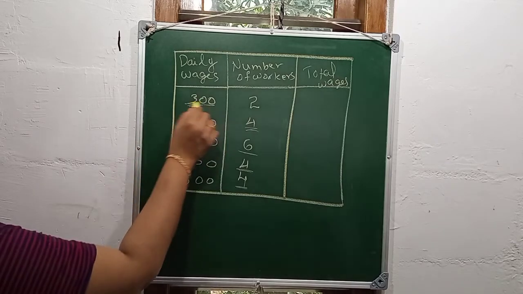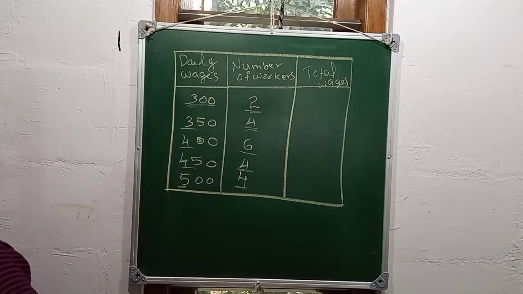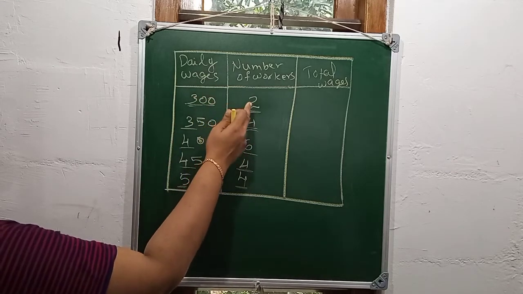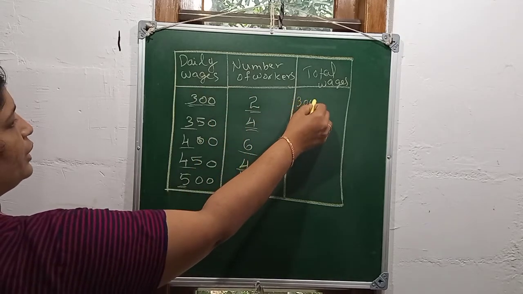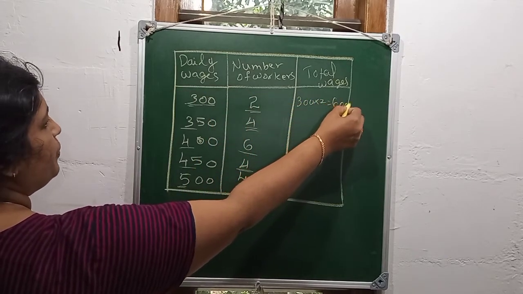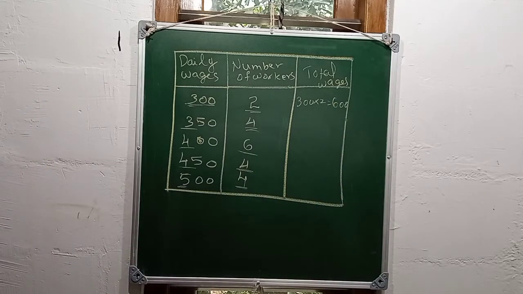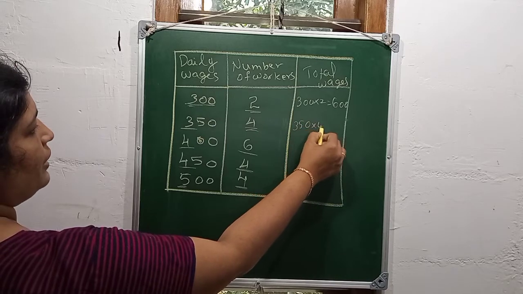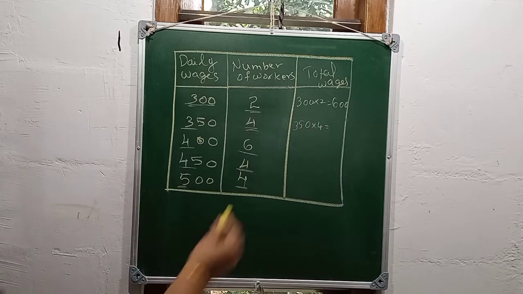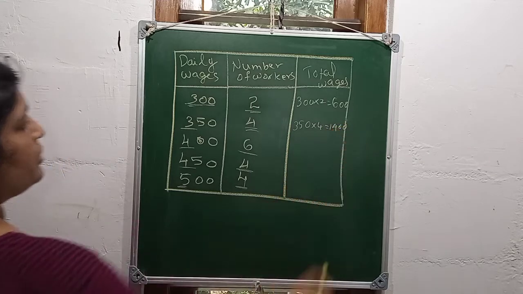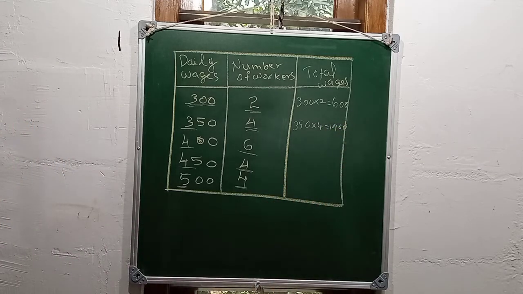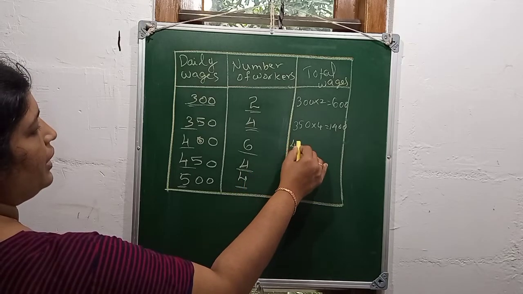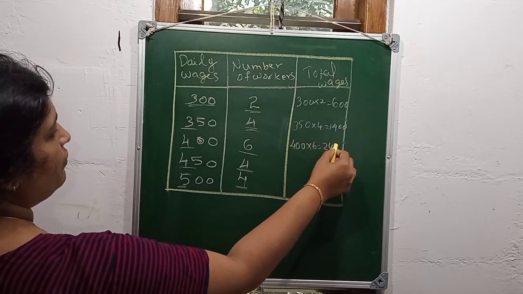See, 300 rupees, 2 workers. Then how much is got by the 2 workers? 300 for 1, then 300 for 2, that is 300 into 2 is equal to 600 rupees. So total 600 rupees for 2 workers. Then 350 into 4 is equal to 1400. Next is 400 into 6, that is equal to 2400.